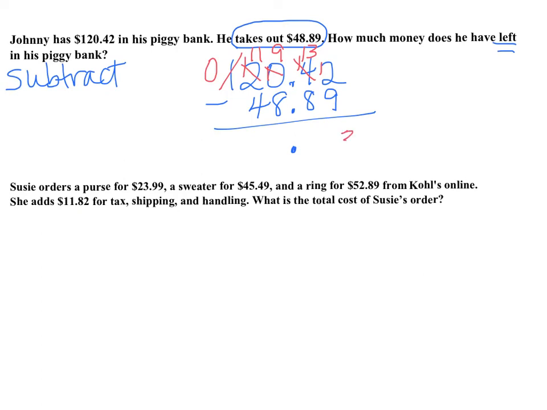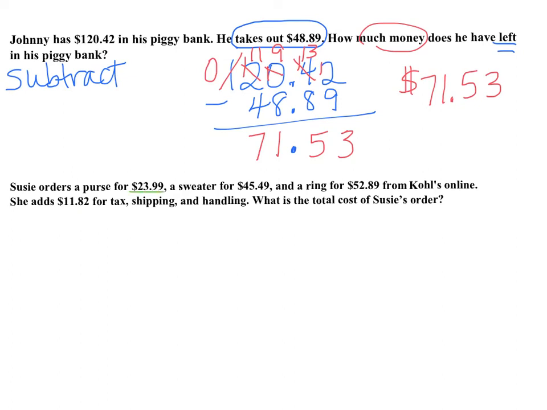12 minus 9 is 3. 13 minus 8 is 5. 9 minus 8 is 1. And 11 minus 7 is, I'm sorry, 11 minus 4 is 7. However, the question is how much money. You have to submit a dollar sign or write the word dollars. $71.53.